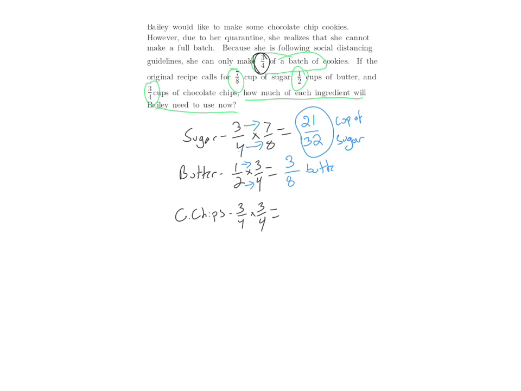And for chocolate chips, numerator times numerator, 3 times 3 is 9. Denominator times denominator, 4 times 4 is 16. And again, that's already in simplest form, so she needs 9/16 cups of chocolate chips. And there you have it.